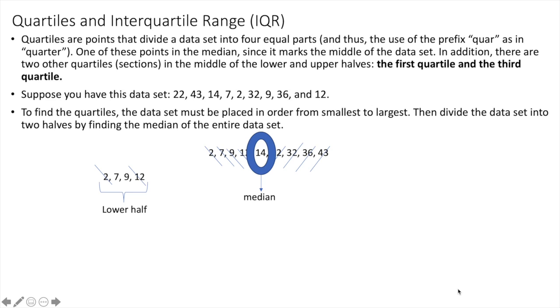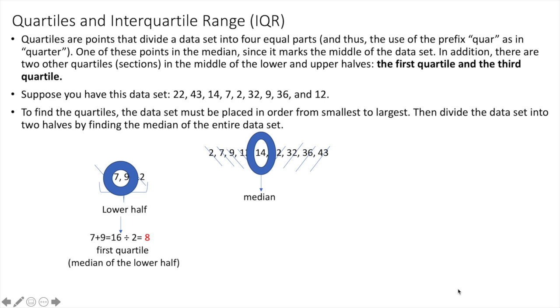So again, we cross out the lowest number and the highest number. And I see that there are 2 numbers left. So to find the median, I simply add them. 7 plus 9 is 16, and then I divide by 2 to find the average between those 2 numbers, and it is 8. So the first quartile, which is the median of the lower half, will be 8.